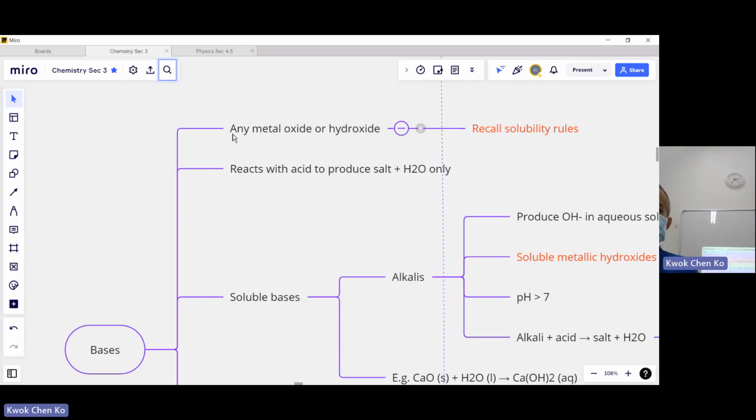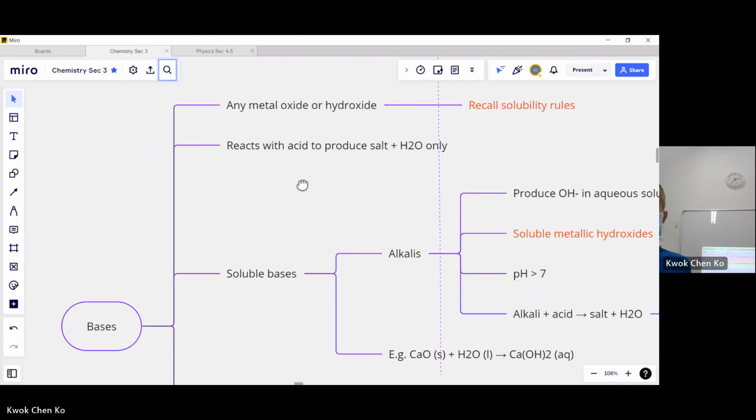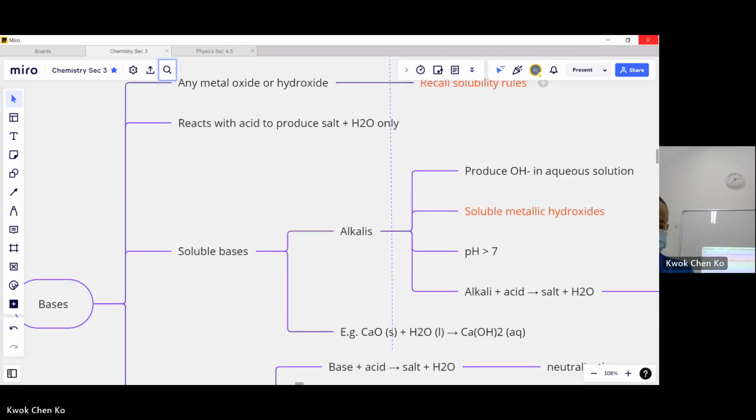So my point is, not every base can dissolve in water. And only those that dissolve in water are called alkalis. All right, so take note, not every base is soluble in water. Those that are soluble are called alkalis, and that is when you have pH above 7. Remember, if something doesn't dissolve in water, there's no such thing as pH. Right? Keep that in mind.